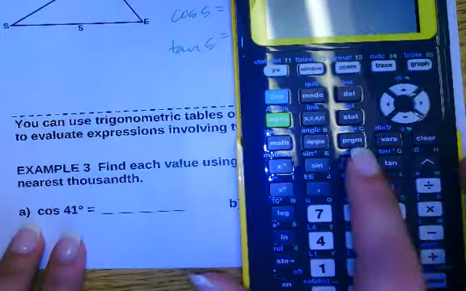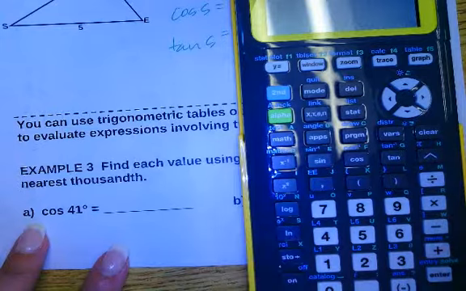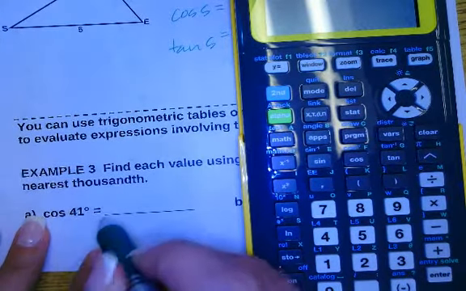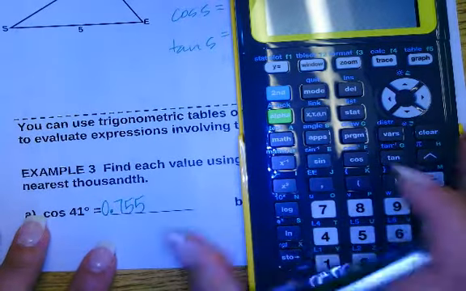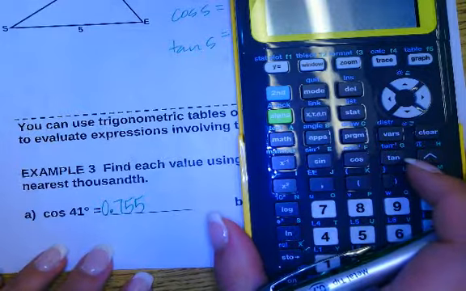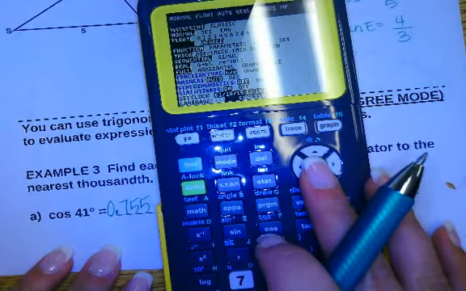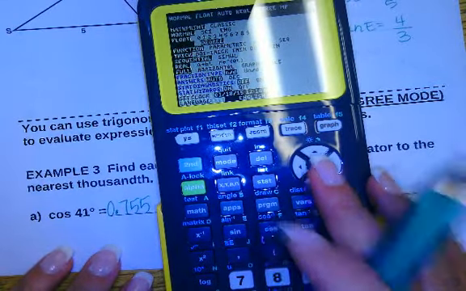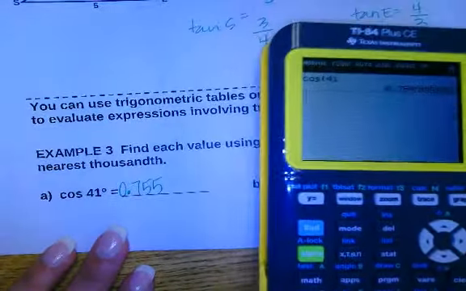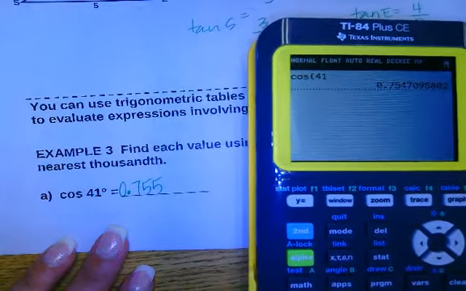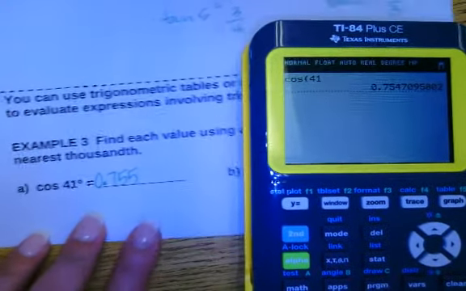So for A, you would hit cosine 41, enter. It says round to the nearest thousandth, so how would you round that? 0.755. Yes. Where do we change the mode? You press mode and it's the fourth row. What did you type into the calculator? Cosine of 41. Right there. Help your neighbors out if they don't have it.